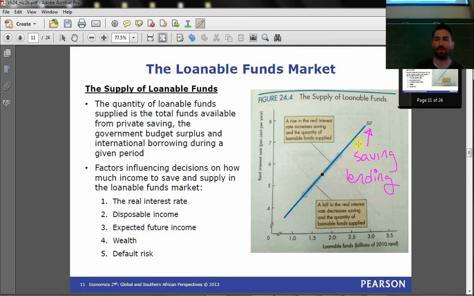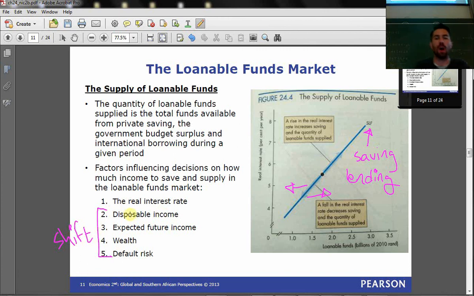So, supply of loanable funds. Back on topic. Upward sloping. Why do we want a positive interest rate? Because we're more happy to save with a higher interest rate. And what influences where the supply of loanable funds is? In other words, what shifts it either to the right or to the left? There are 4 things that can shift it.